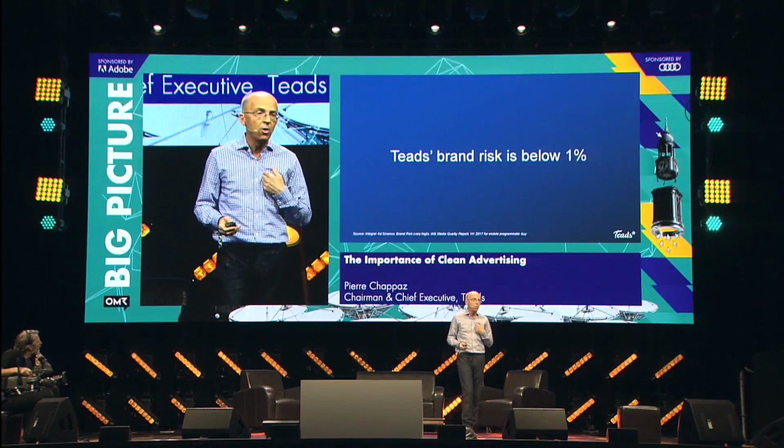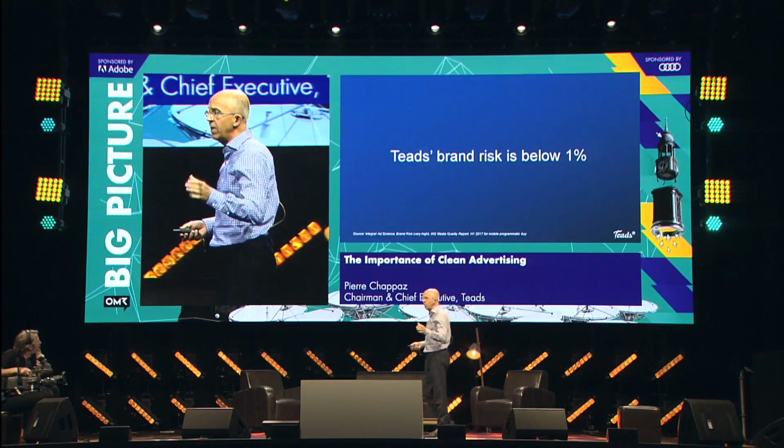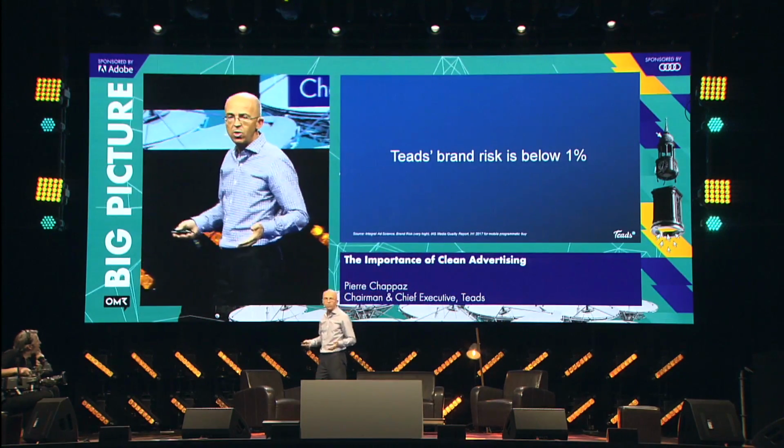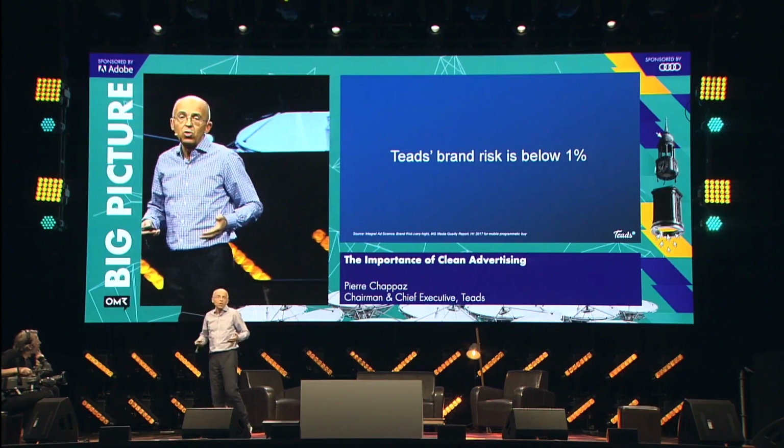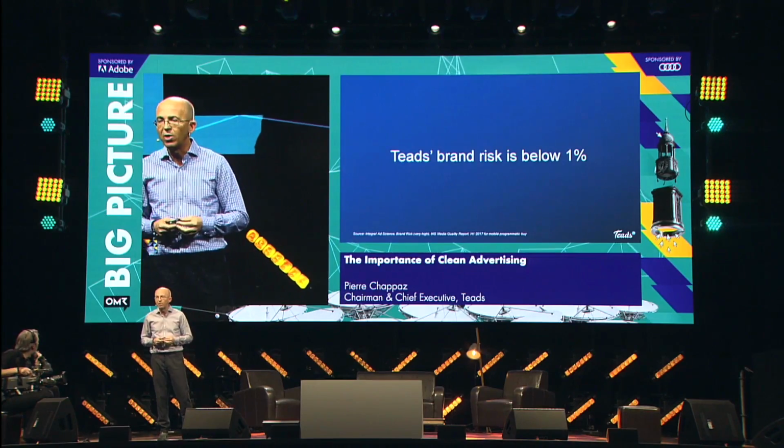So by definition, a brand-safe environment is better guaranteed by a text environment than by a pure video content. And our brand risk at Tids is below 1% again. This is not our number, this is Integral Ad Science measuring us. It cannot be zero because we're working with news publishers, for instance, and sometimes the news are not very good, so they consider it as being not totally brand safe.